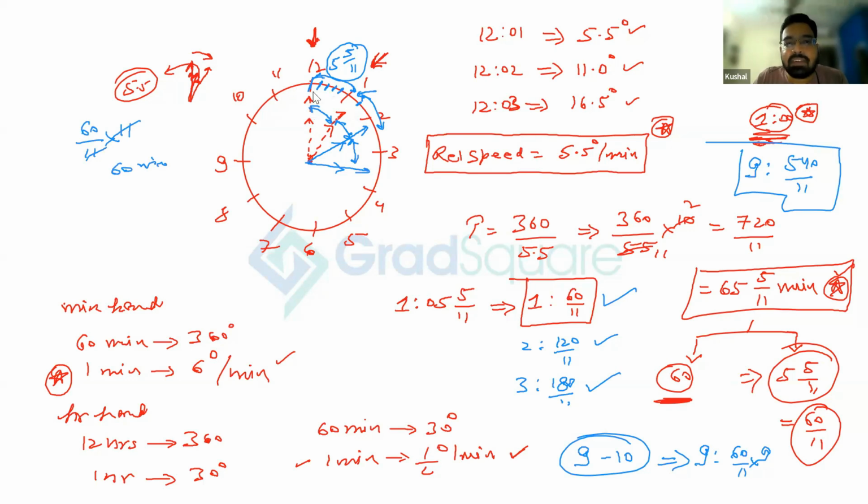So between 11 to 1, there is only one meeting point over here. That means effectively in 12 hours, they'll meet how many times? 11 times. Is that clear? Any doubts, anyone?